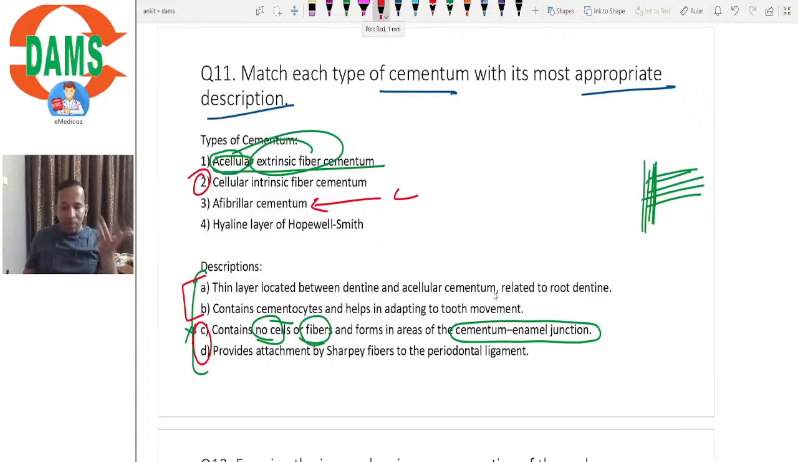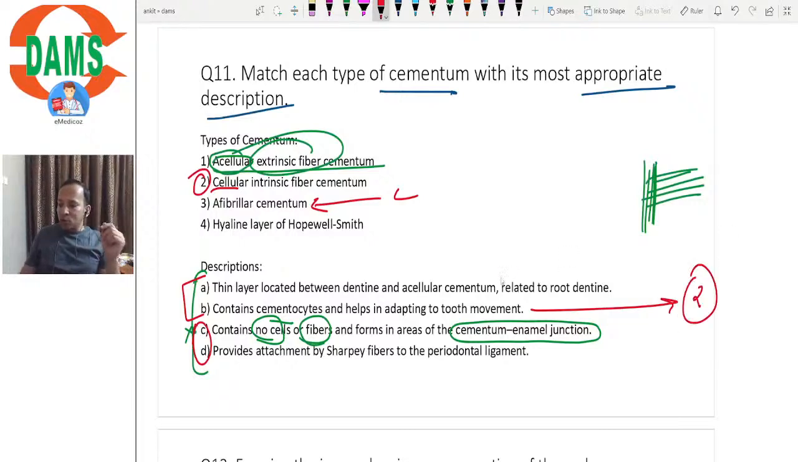Cellular intrinsic fiber cementum or cellular cementum keeps on depositing throughout the life, isn't it? Once the root formation is complete, any cementum that forms thereon is the cellular cementum, be it intrinsic or mixed, but cellular cementum will form. So cellular cementum means it has cementocytes, isn't it? Cellular cementum का मतलब क्या हुआ? Cementocytes हैं. तो ऑप्शन ए और बी में cementocytes किसमें है? It's in the option B, isn't it? So option B किसका हो गया? सेकेंड.